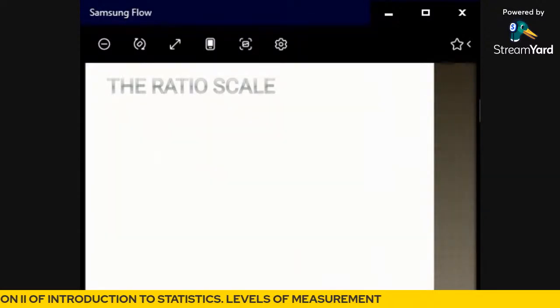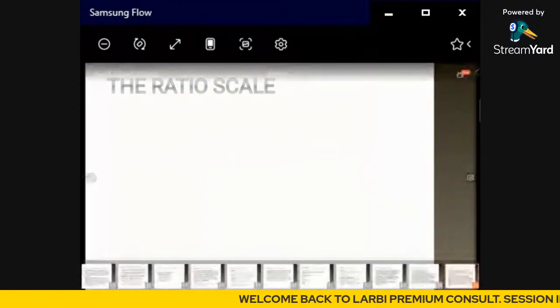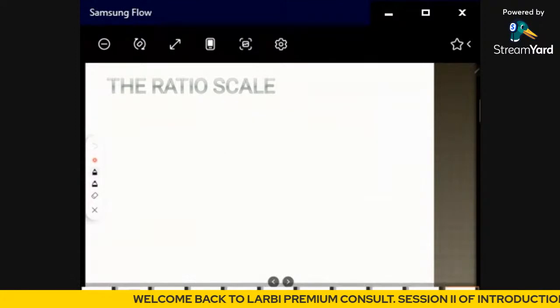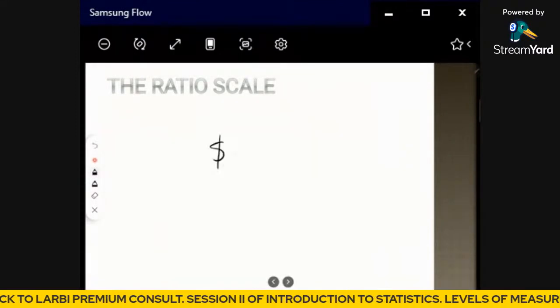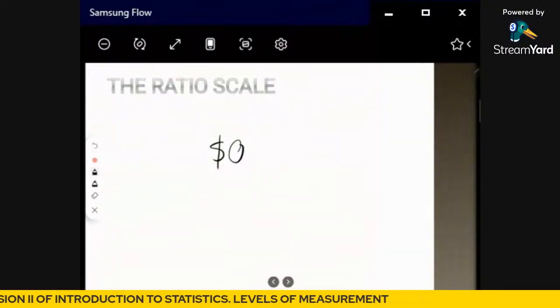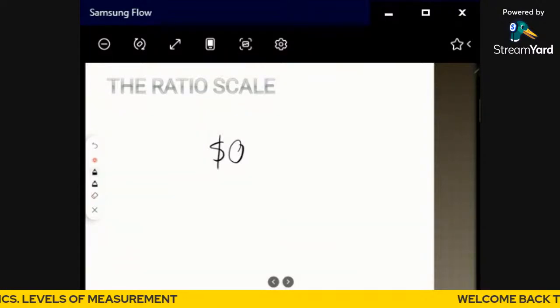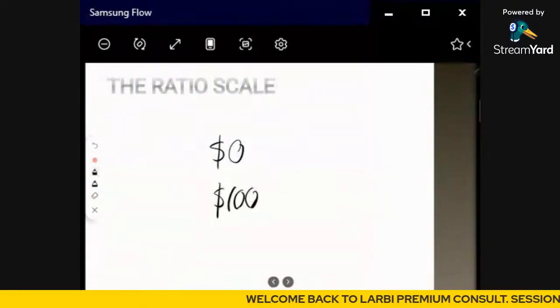For example, let's use money as ratio data. If you have $0, what is the meaning of $0? It means that you have nothing. You have no money on yourself. You have nothing, isn't so? But then if you have, let's say, $100, it means that you have something on you, isn't so? Yes, you have money on yourself.